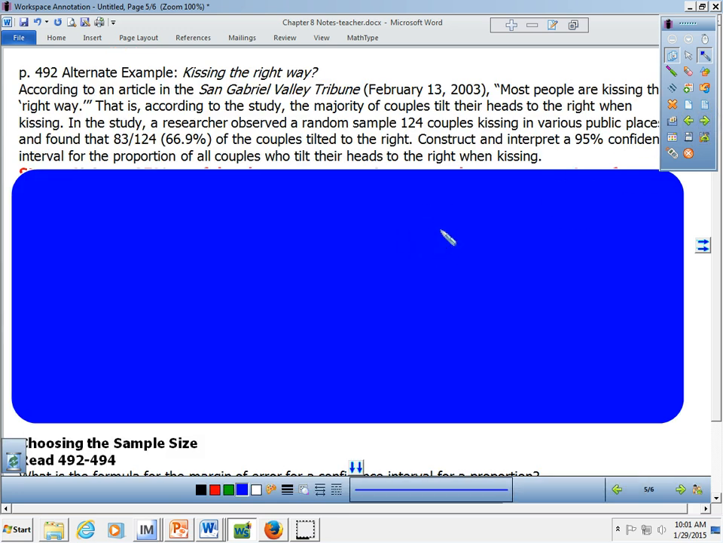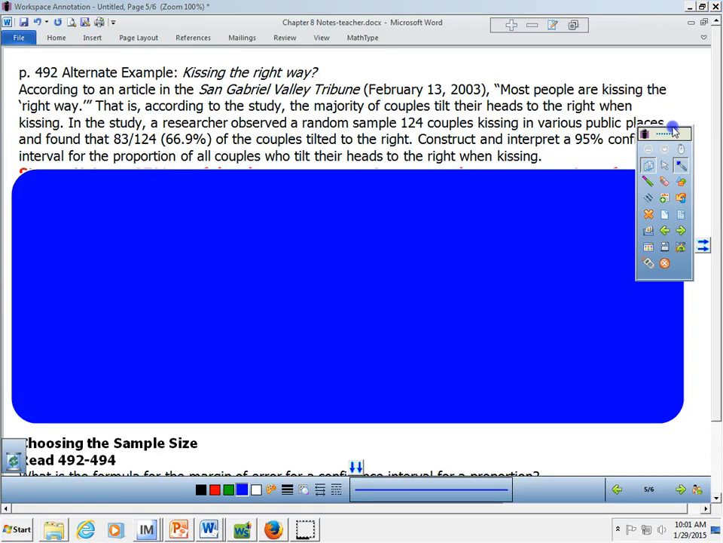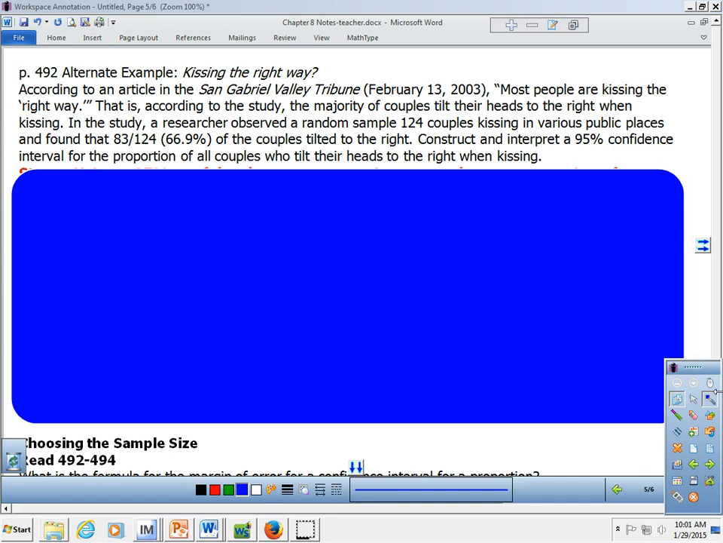According to an article in the San Gabriel Valley Tribune, most people are kissing the right way. That is, according to the study, the majority of couples tilt their heads to the right when kissing. And so all of you about this time are starting to imagine what you do when you kiss somebody and if you're tilting your head to the right or not. It might be what you think about for a little bit anyway. You shouldn't be kissing anybody anyway.